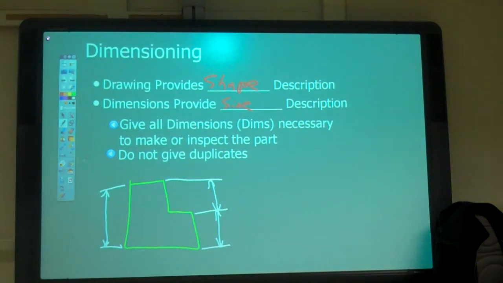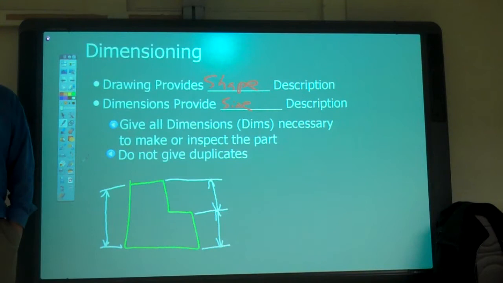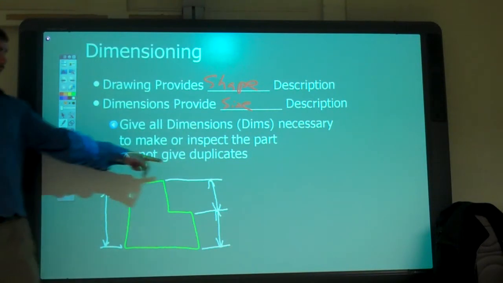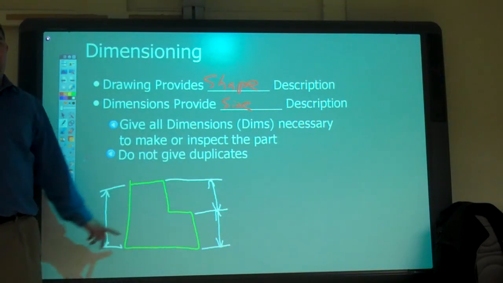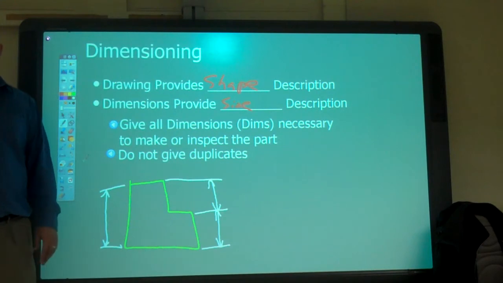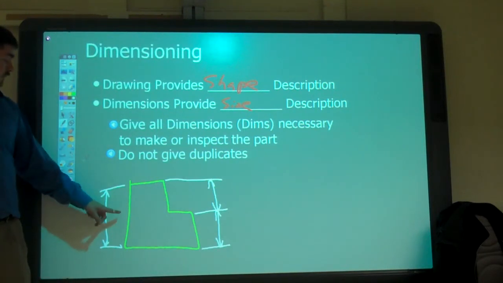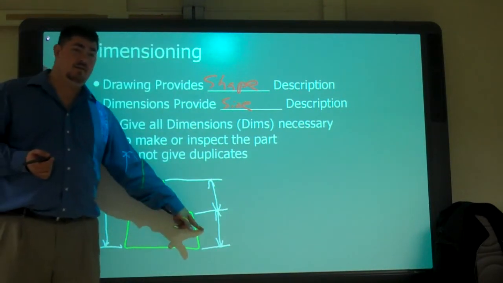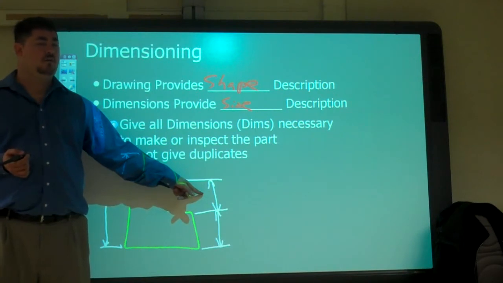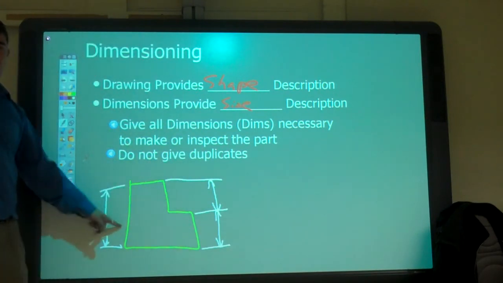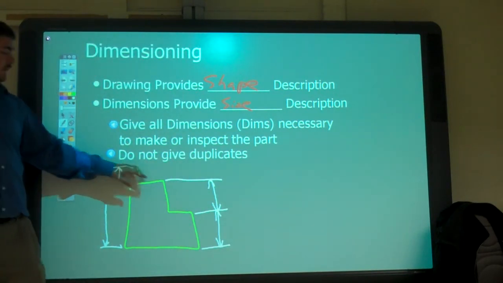Is that all the dimensions I need for the height of that? No, more than you need. Yeah, I have duplicate dimensions. Even though I don't have the same number twice, that is over-dimensioned. You only need one half, not two halves. All you need is the right pair. If I have this and I have that, this is whatever's left over. If I have these two, that's whatever it adds up to. So I don't want all three.